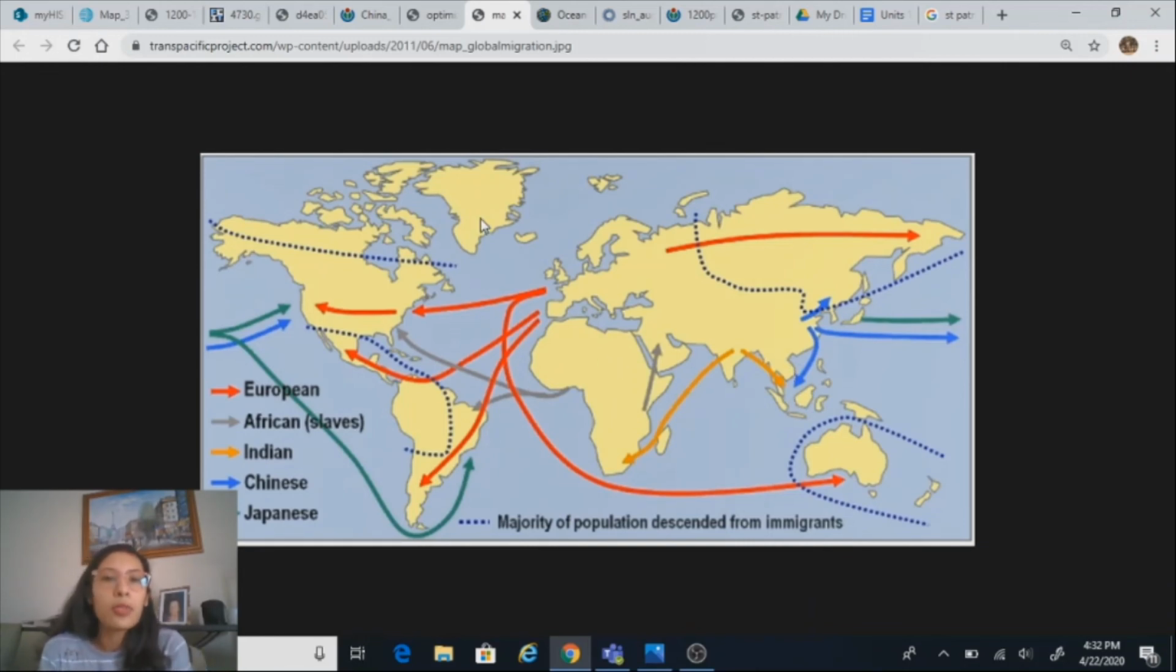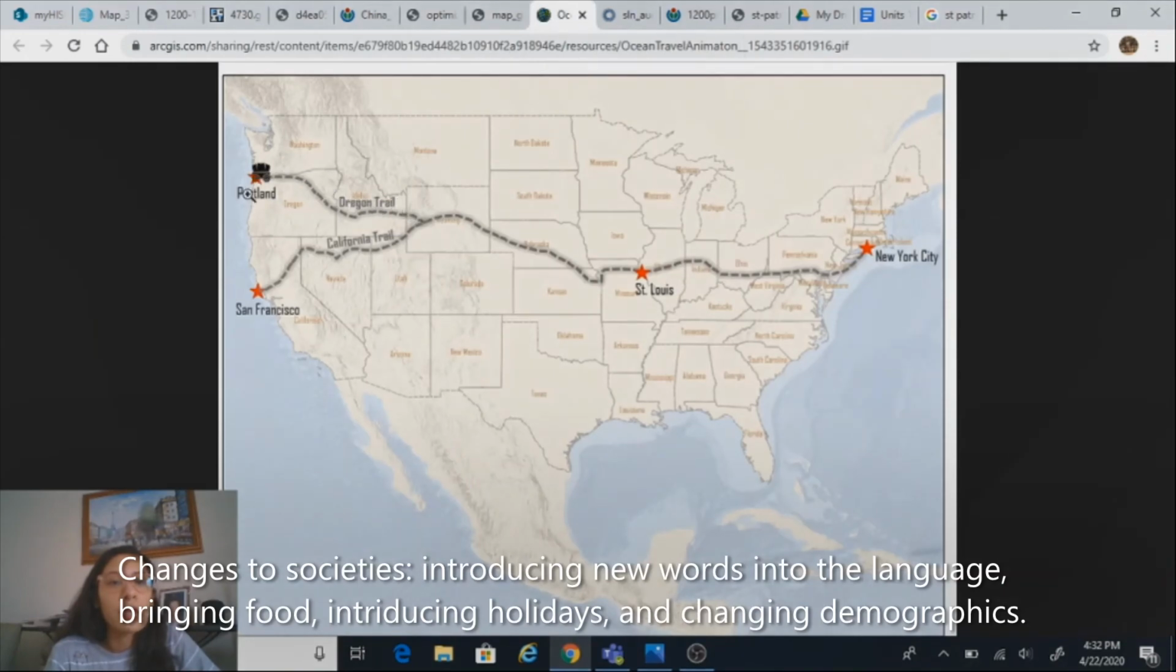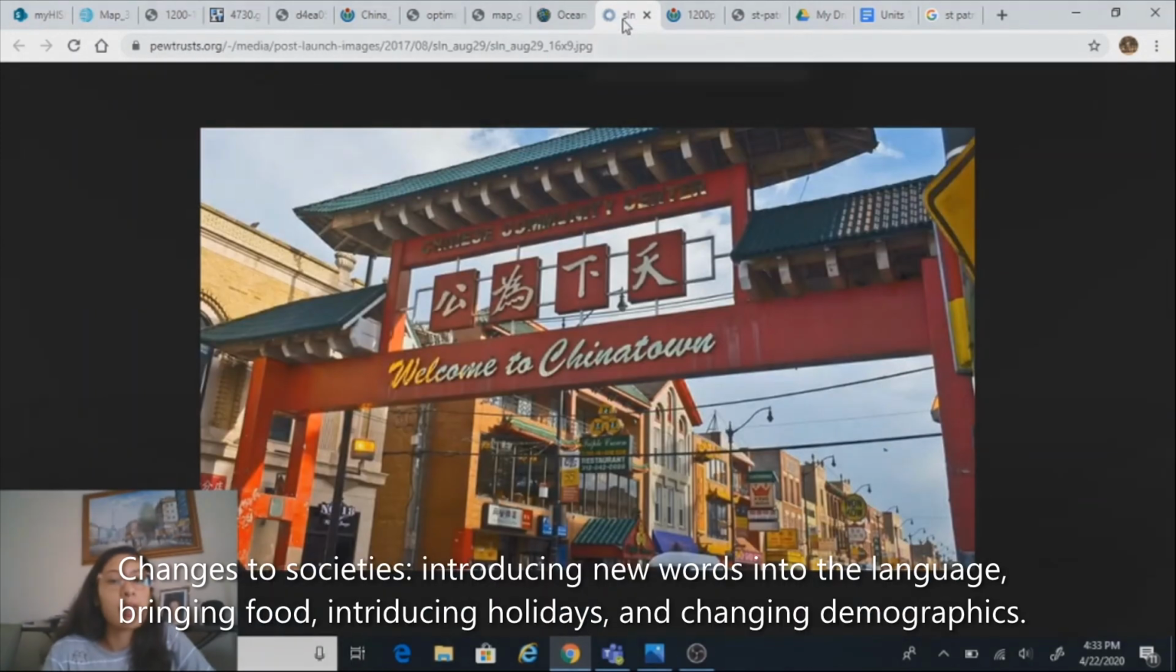Okay, and all of these migrations are going to cause changes in societies. So, like the Chinese who ended up in the US, they are going to obviously change the demographics of a society. And they're going to create changes in society, like establish their own little communities in these new countries. One example is Chinatowns. We see a Chinatown in almost every major US city now. We have a Chinatown here in Houston.